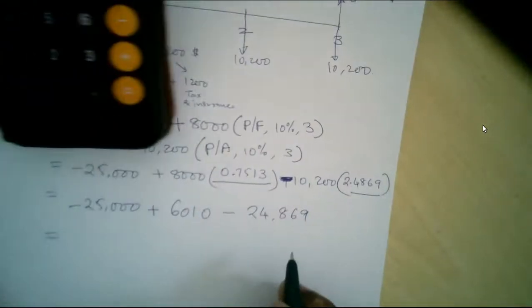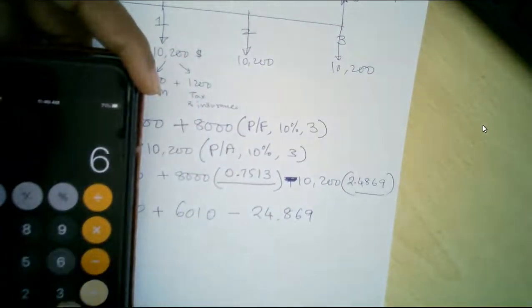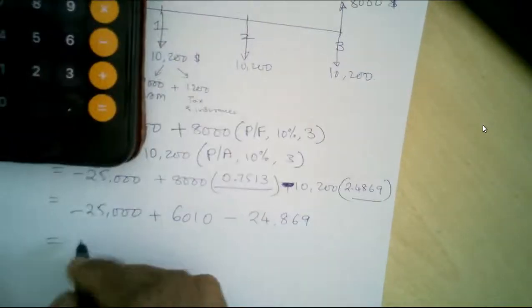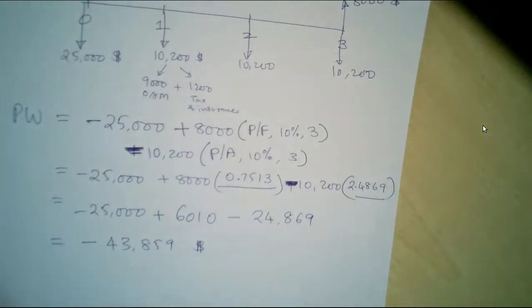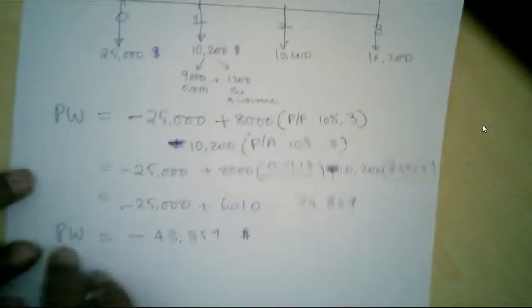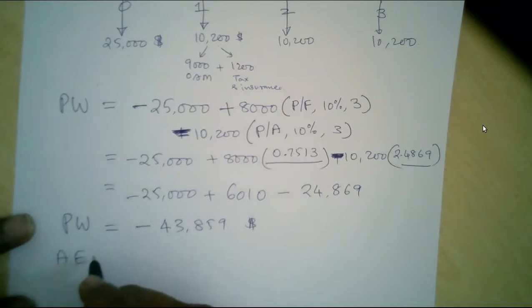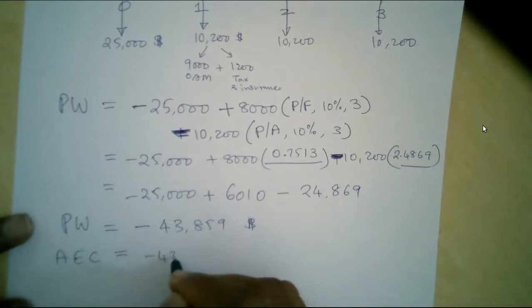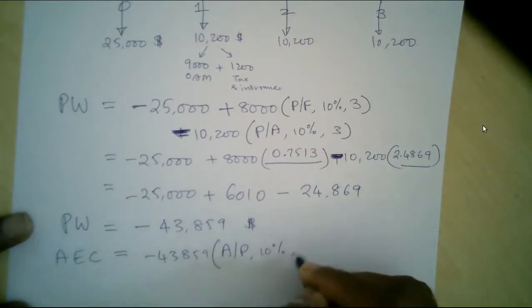So now what is the total? For this I'll apply the minus sign, then plus 6,010 minus 25,000 minus 24,869. So it is now costing 43,859 dollars. This is the present worth. Now from present worth, I can find the annual equivalent cost. So minus 43,859 multiplied by, find A given P at 10% for 3 years.